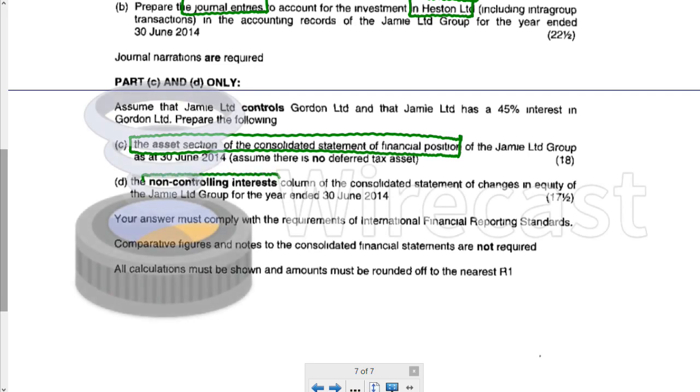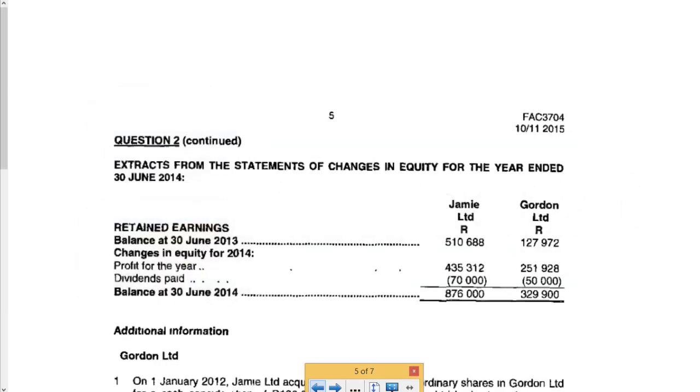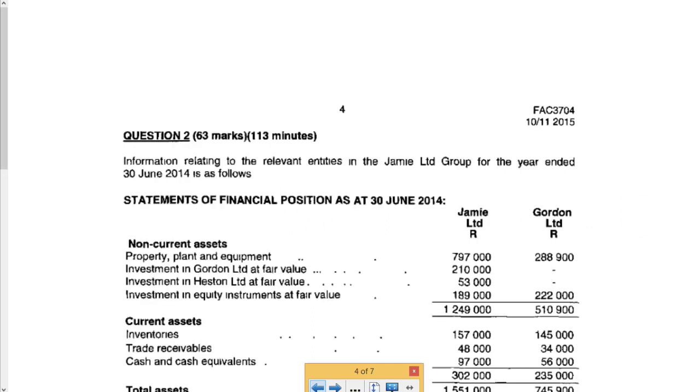NCI column in the consolidated statement of changes in equity. So it looks like it's a doable one. Let's just see if there's any changes in ownership or significant changes in ownership. We look here, question 2. I have no verticals, so that's good. Jamie has an investment in Heston and an investment in Gordon.